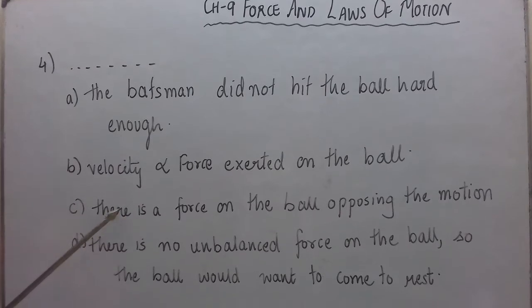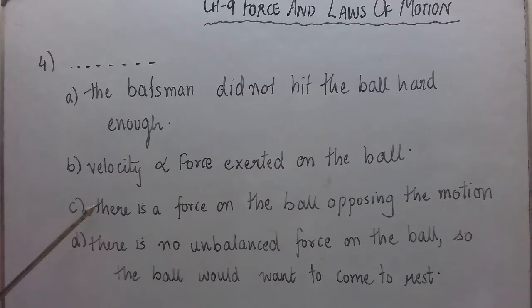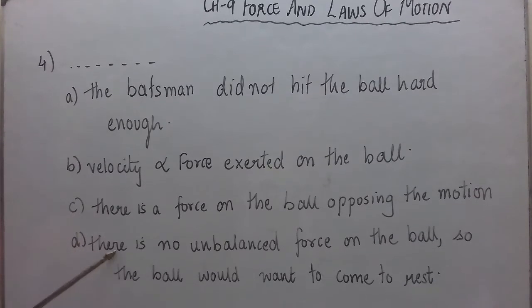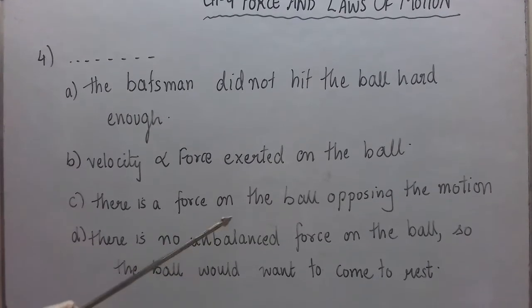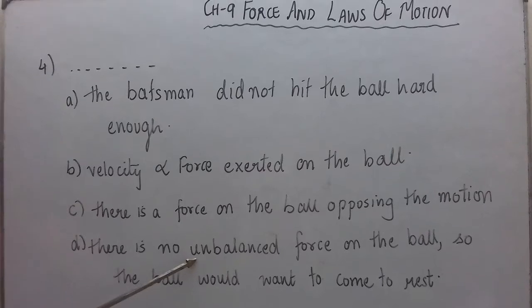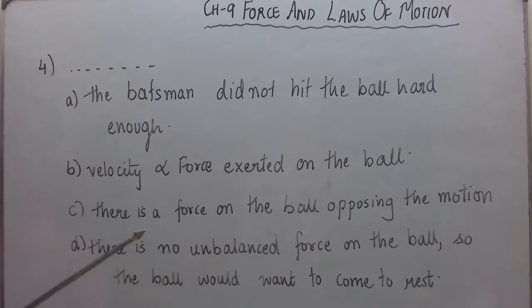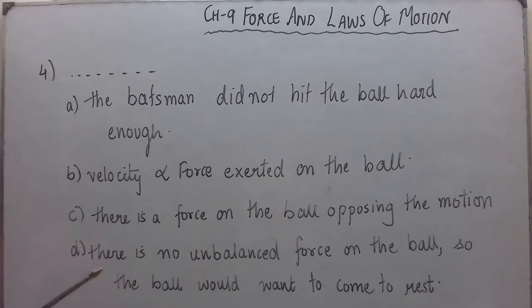Third, there is a force on the ball opposing the motion. Yes, this is correct. Let us see first the fourth one. D. There is no unbalanced force on the ball, so the ball would want to come to rest. Remember Newton's first law of motion? Even if no unbalanced force is acting on the body, as we have done in the first question also, if F is 0, V should be equal to U. It means if the ball is moving, it should continue to move with the same velocity. So this is also wrong.